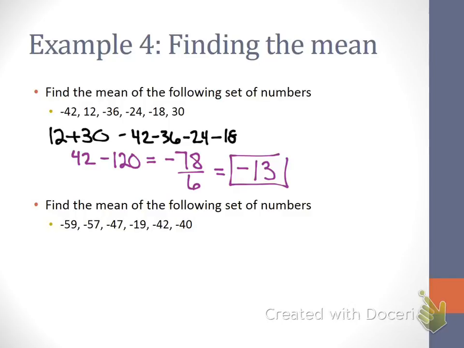All right, I want you to try the second one on your own. All right, so when I add them all together, add and keep, what do I get? 264. Okay, negative 264. And then what do I divide by? It's 6. And what do I get? Negative 44. Alrighty.